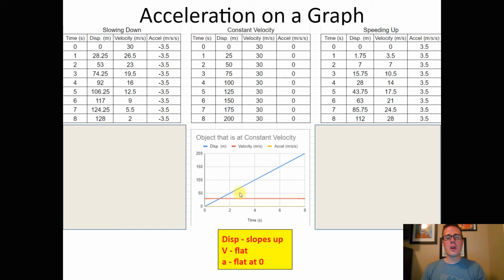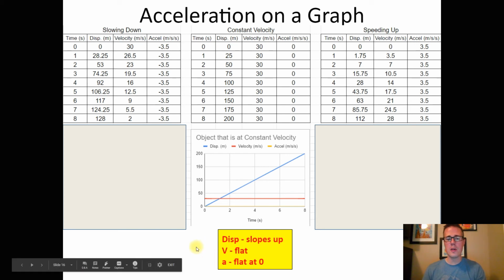Now that you've seen what the constant velocity one looks like, see if you can make a prediction for what the slowing down graph should look like. Think about what the acceleration, velocity, and displacement lines should be like. Pause the video and make a prediction. Let's see if you were right.